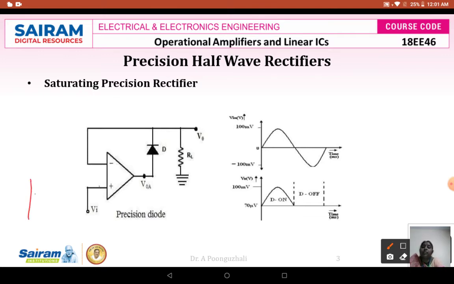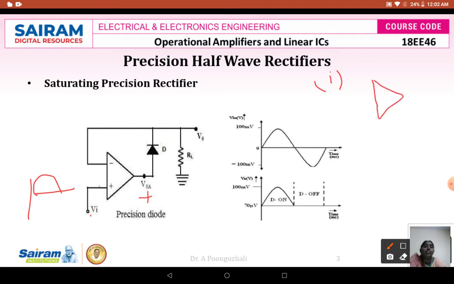When my input is going to be positive, the positive input voltage is going to be connected to the non-inverting amplifier. Your diode is going to be connected in the feedback path there. When this voltage is positive, your VOA is going to be positive. This voltage is sufficient to forward bias the diode D, so it is going to act like a voltage follower. That means my output is going to follow the input.